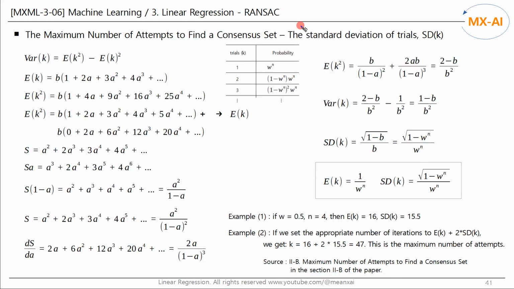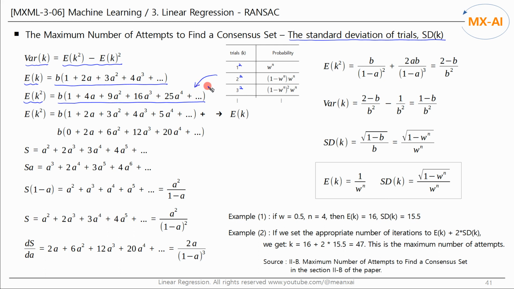Next, let's find the standard deviation of the number of attempts k. The variance of k can be written as follows. The expected value of k is this equation, which we looked at on the previous page. And the expected value of k squared can be written as follows. This is the expected value of k squared from the probability distribution table.